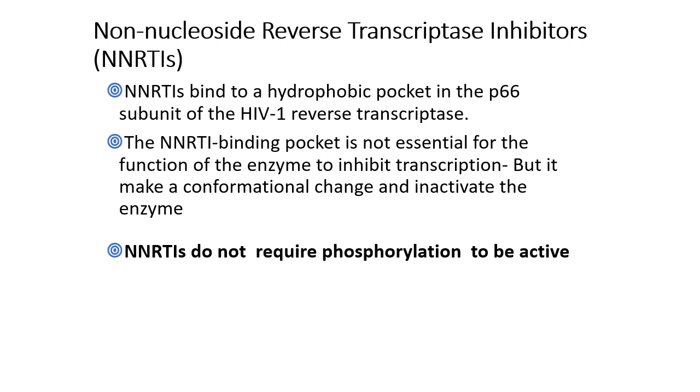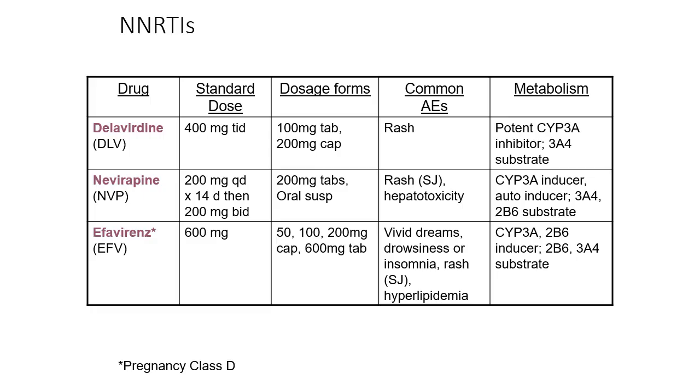Now one important difference: it is not a structural analog, as I already told you. Another one, in case of NRTIs, we need triphosphorylation, and NNRTIs do not require any phosphorylation process. And we have delavirdine, nevirapine and efavirenz. These are the major three compounds.